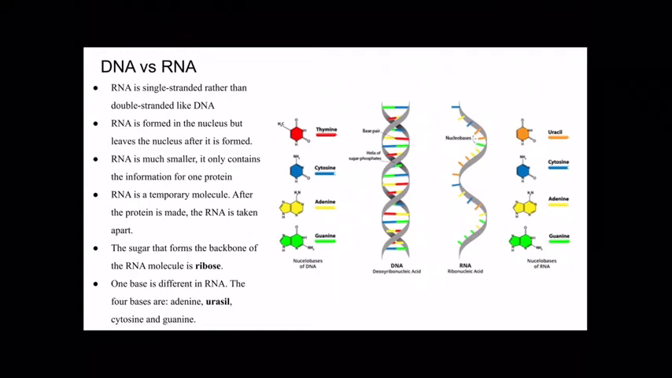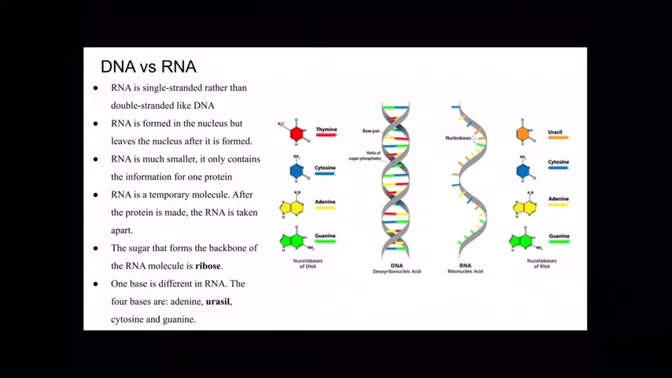So structurally, they're different in a couple of ways. Remember we talked about the sugar that's part of the backbone in DNA is called deoxyribose. In RNA, the sugar that is between the phosphates that forms the backbone of the molecule is called ribose. So there's a slight difference in that sugar molecule that helps to hold the whole thing together.